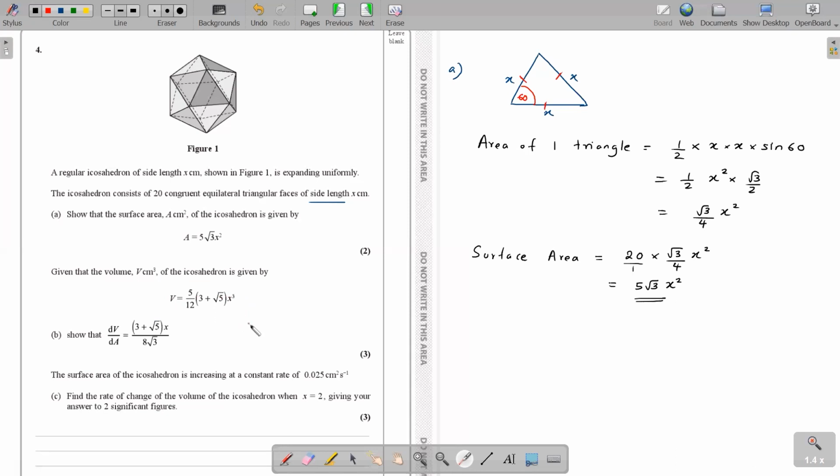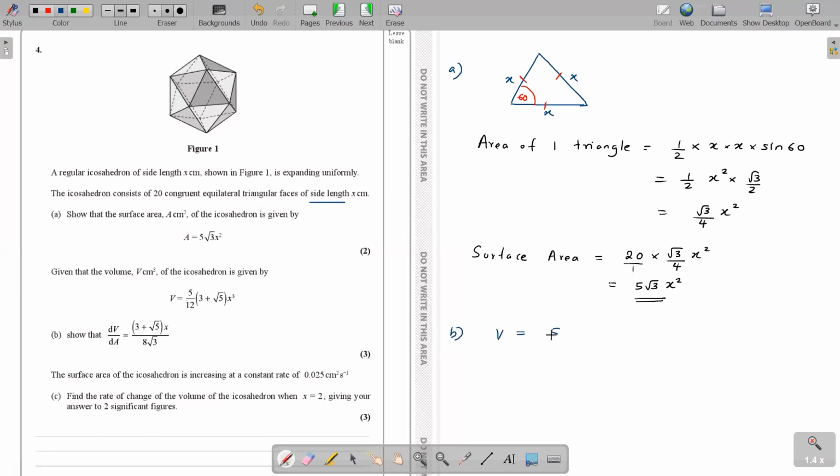What do we need to show? We have to show this particular equation for dV by dA. The other thing is this equation is given for the volume in terms of x. So I have volume in terms of x. When I differentiate this equation, I am going to get dV by dx. So first let's get dV by dx.